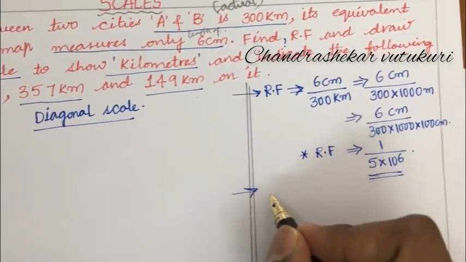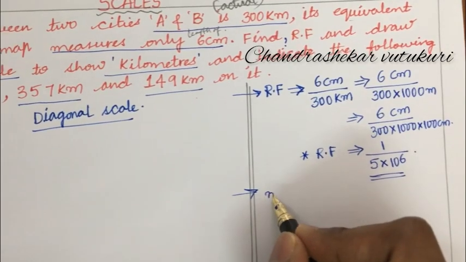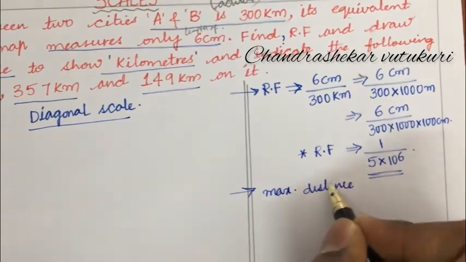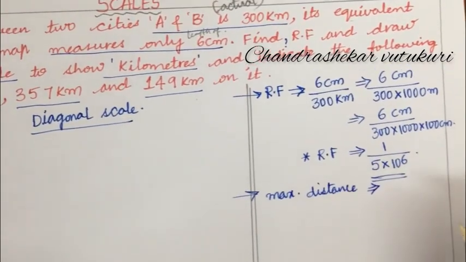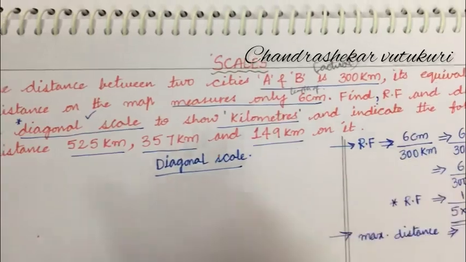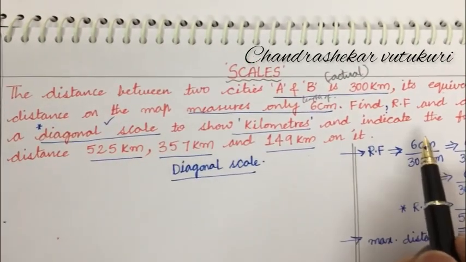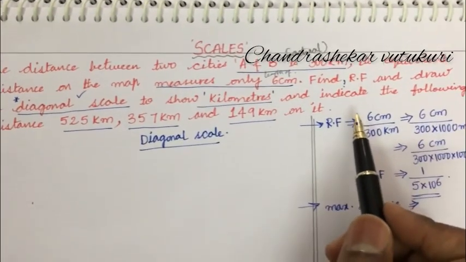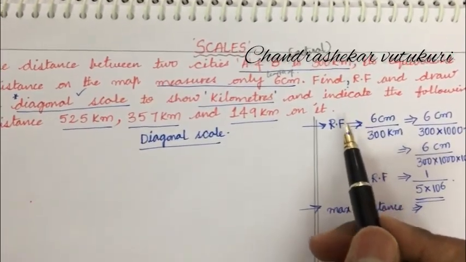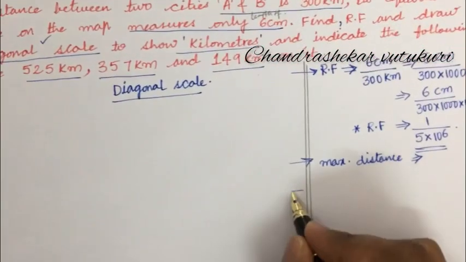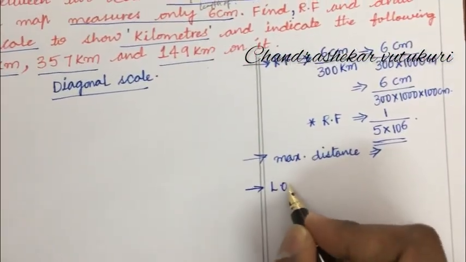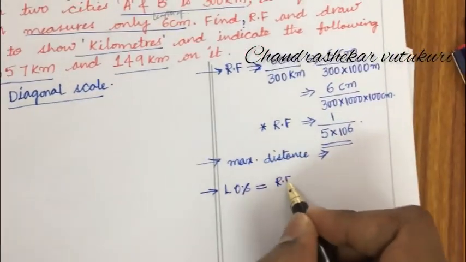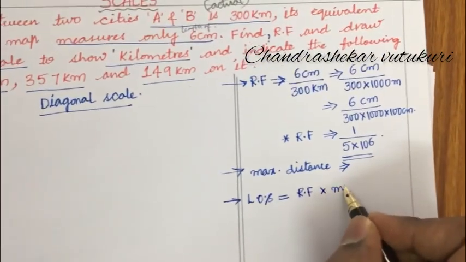Later, what is the length of the scale? Before that, we need to work out the maximum distance this scale can measure up to. You need to check whether the maximum distance is given in the problem or not, dear students. Like in the earlier cases, the maximum distance is not mentioned in this problem. Then how do we work it out? Before that, we will write down the length of the scale. In order to check this, we will work step by step. The length of the scale is given as RF into the maximum distance.